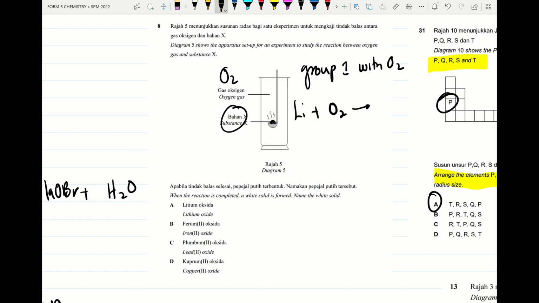Lithium reacts with oxygen, so the product we will get is lithium ion and oxide ion. During the chemical reaction they join, so we will get lithium oxide. All right, so we put here lithium oxide.